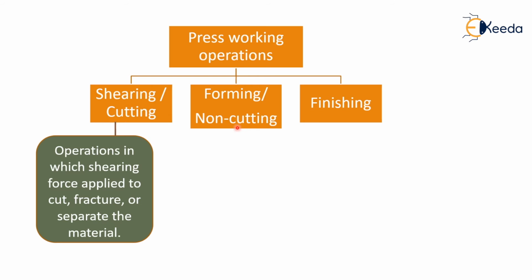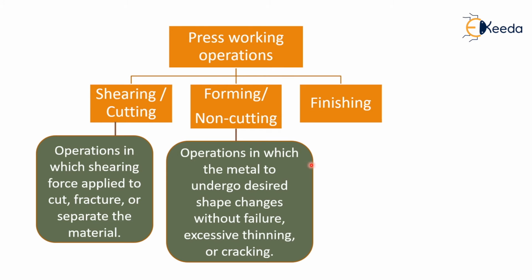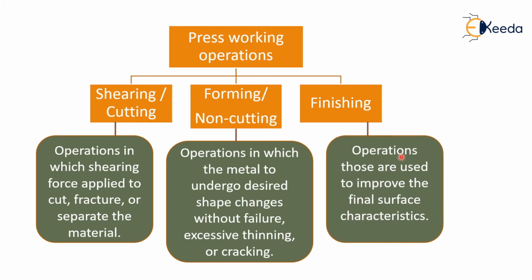Next is the forming and non-cutting operation. These are operations in which the metal undergoes desired shape changes without failure, excessive thinning, or cracking. Here also many types of components fall in this particular category. And third is finishing, the operations that are used to improve the surface characteristics.